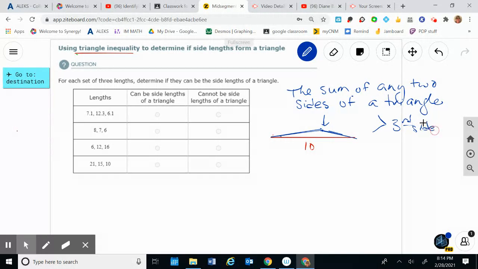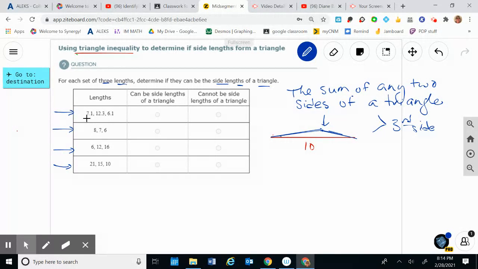Okay, so what they're going to do is they're going to give you 3 sides. Here, for each set of 3 lengths, determine if they can be side lengths of a triangle. So they're basically just saying, hey, I'm giving you some lengths. Can they be a triangle? That's all. So you have to look at every set of 2 and make sure that they add up to more than the other side.